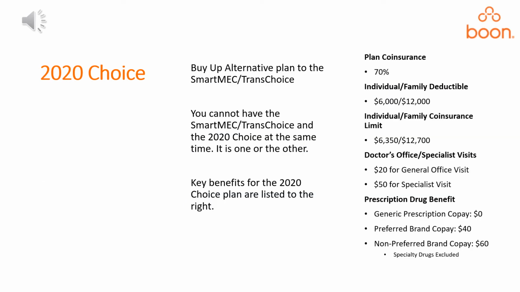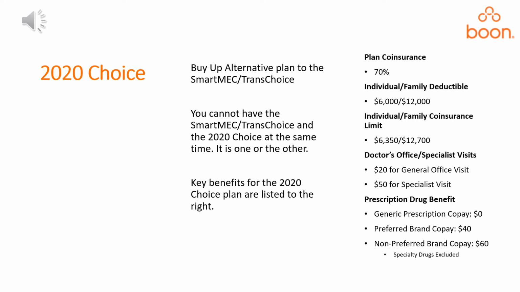2020 Choice Plan. This is a buy-up alternative plan to the SmartMac Trans Choice combo or SmartMac alone. You cannot have the SmartMac and Trans Choice and the 2020 Choice at the same time. It is one or the other. The key benefits for the 2020 Choice plan are listed to the right.